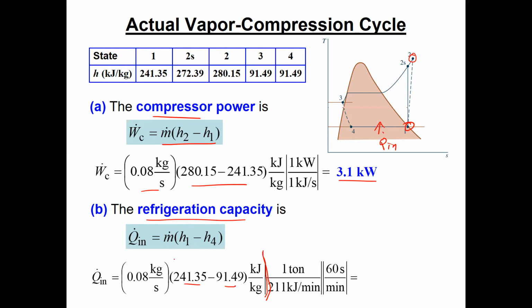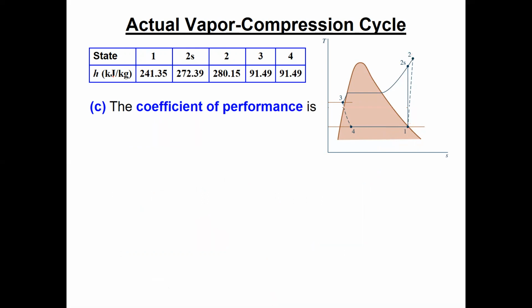But here we have been asked to provide the refrigeration capacity in tons. So we need to multiply by 60 seconds to convert kilojoule per second to kilojoule per minute, and then we divide by 211 kilojoule per minute to convert it into tons of refrigeration. This ensures that the final answer we get is in tons. So it's 3.41 tons of refrigeration, which is a reasonable amount of cooling capacity.